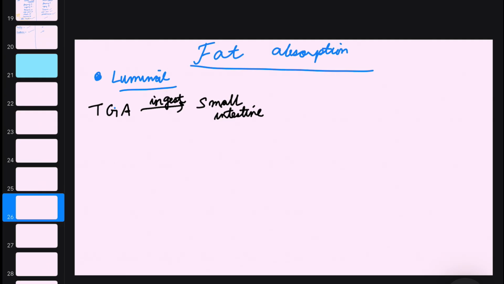Let's see what happens. So we have this incredibly amazing organ called pancreas. And what pancreas will do is, these triglyceric acids in the small intestine, when they come, we know that the pancreatic duct also opens in the second part of duodenum. If I can just bring your attention to this very interesting anatomical thing.